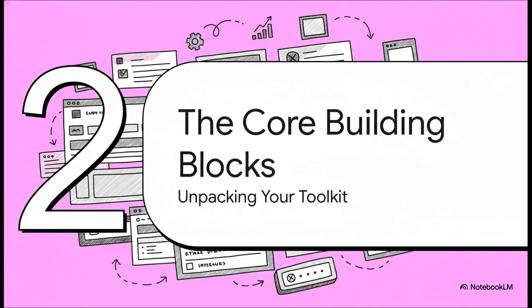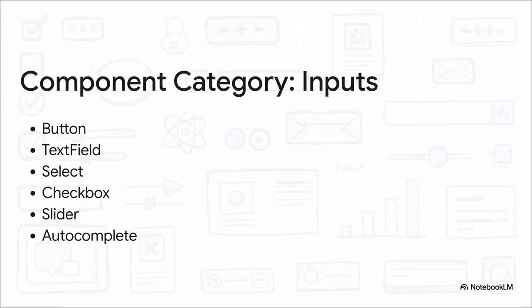All right, so with that design philosophy in mind, what are the actual building blocks you get to play with? MUI is absolutely packed with components, so let's pop the hood and do a quick tour of the main categories you'll be working with day to day. First up, we've got inputs. This is how your users actually interact with your app. And you get everything you'd expect, like a button and a text field, but it goes all the way up to a super powerful autocomplete component. That component alone can literally save you days of work trying to build a complex search as you type field from scratch.